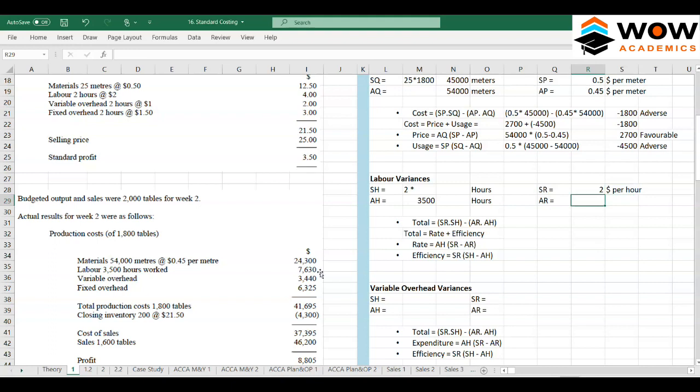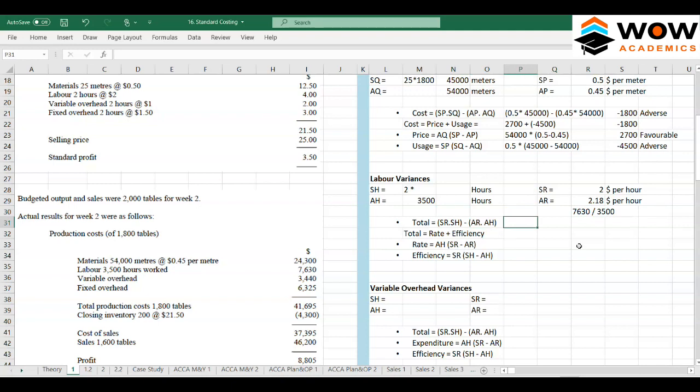The actual rate is, it's not given correctly. It says 3,500 hours worked and the amount is 7630. So you have to compute it. There's no other way. So 7630 divided by 3,500. Okay, it is 2.18 per hour. That's what is paid. So let's get the answer here. It's very quick and easy.